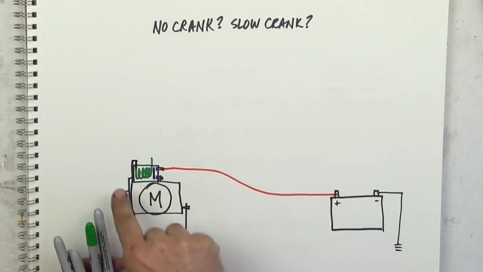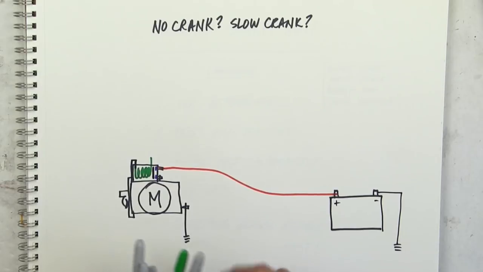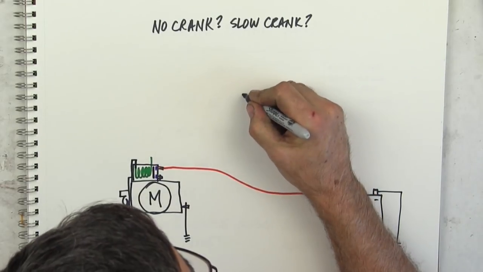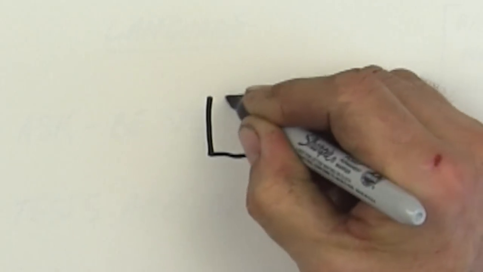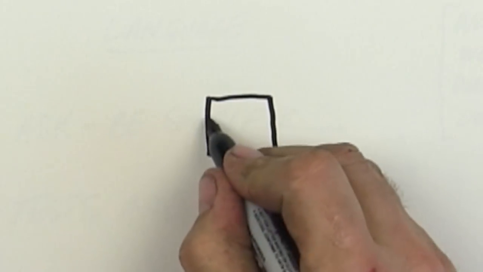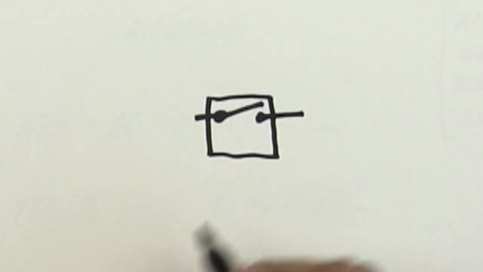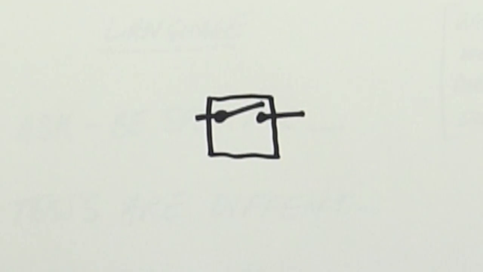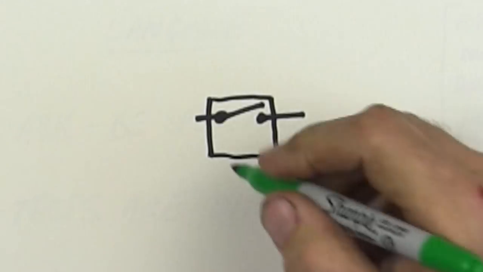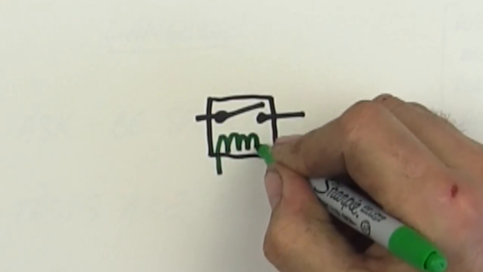Now we have power, and a ground, and a load. So where's the switch? The switch is usually inside the start relay. The start relay has a switch, and the start relay has a coil of wire. So relays have two circuits.